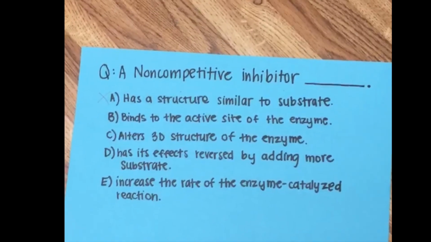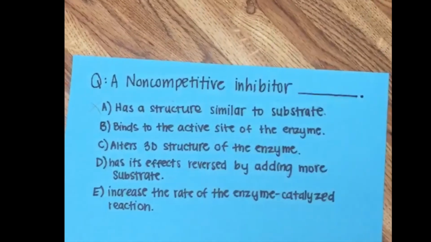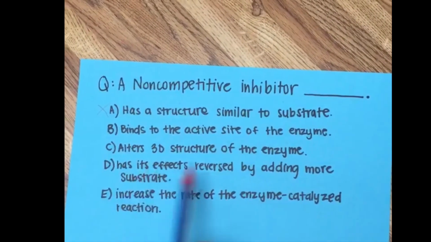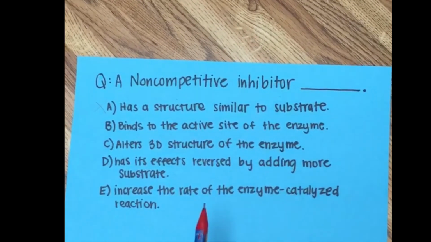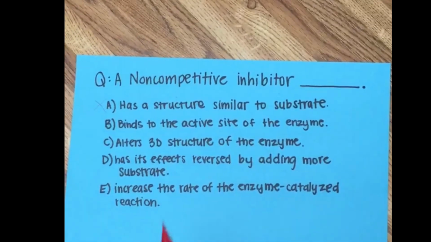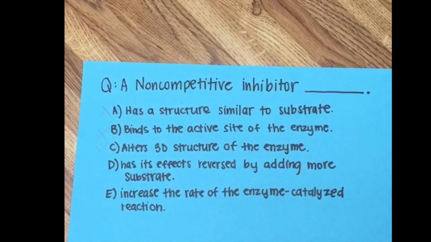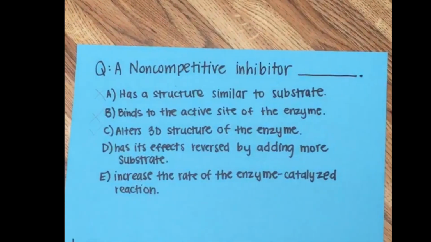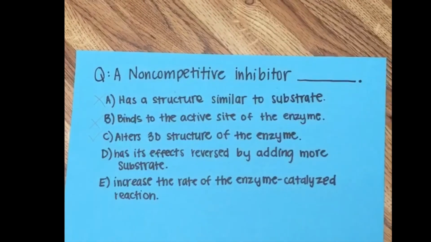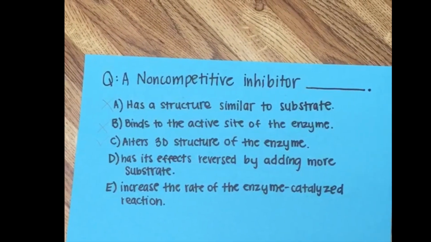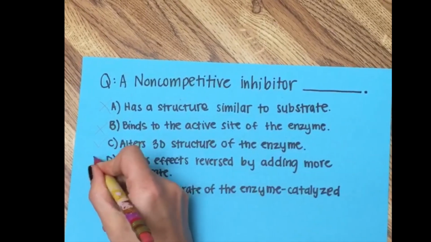Actually, this is also the competitive inhibitor, because the non-competitive one will alter the structure of the enzyme by binding to another site that is not the active site. So this C is true. D. Has its effect reversed by adding more substrate. That will also be the case for the competitive and not the non-competitive inhibitor.